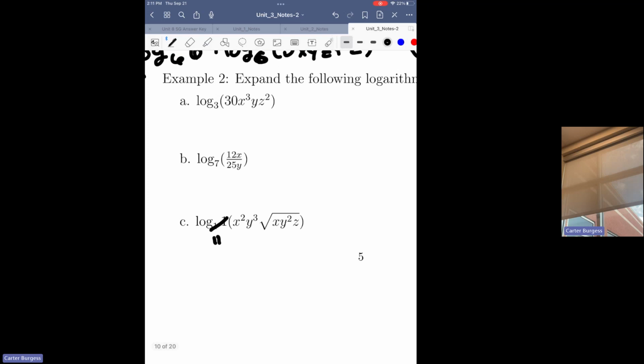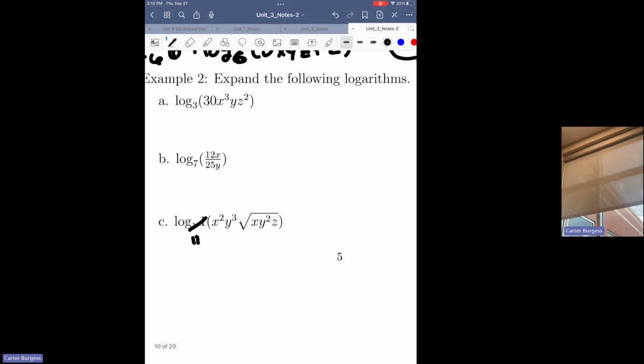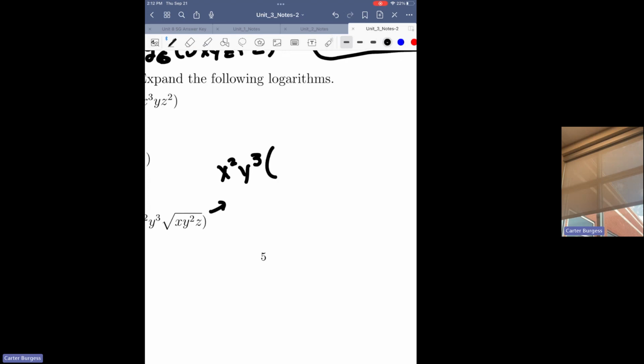So the suggestion here is that we clean up the square root. Ultimately, we're asking something about powers. And so let's rewrite the square root as a to the 1/2. I think that that's perfect. So this is the same as log, actually, I'm just going to focus on kind of the contents here, and we'll worry about the logarithm afterwards. So this is x squared y cubed, and then in parentheses, x, y squared, z, all to the power of 1/2.